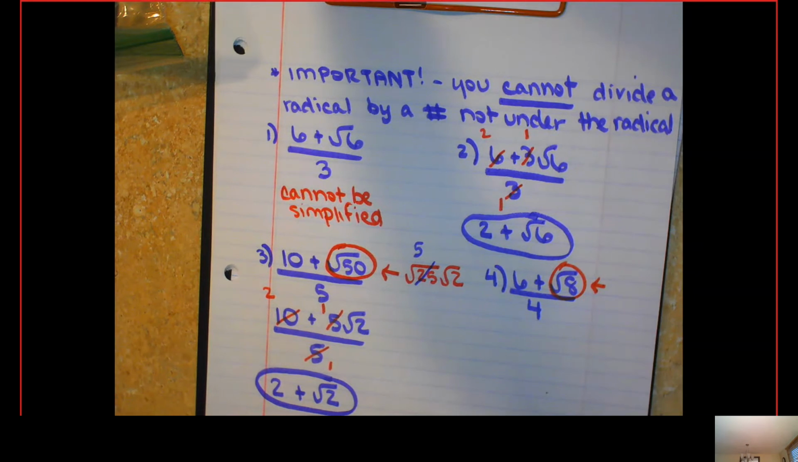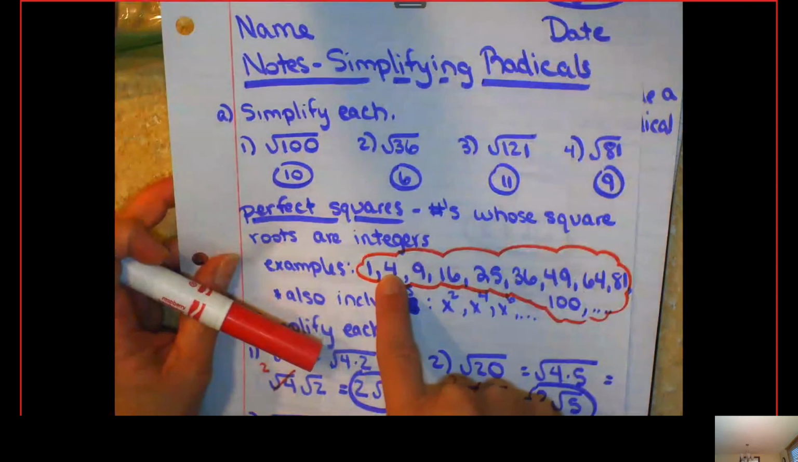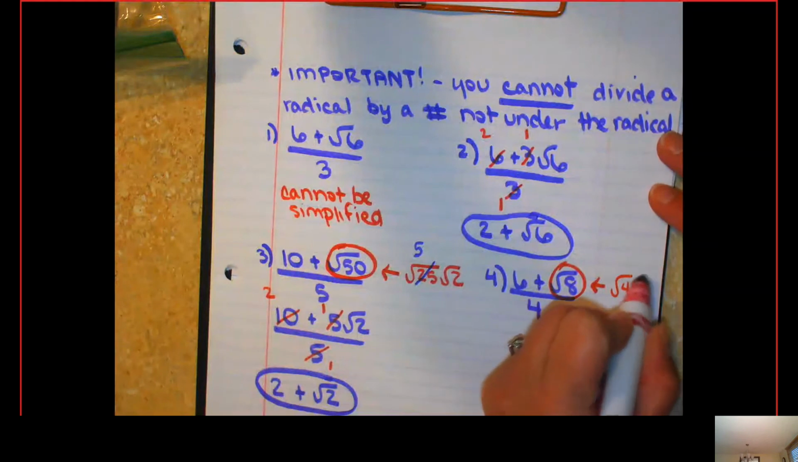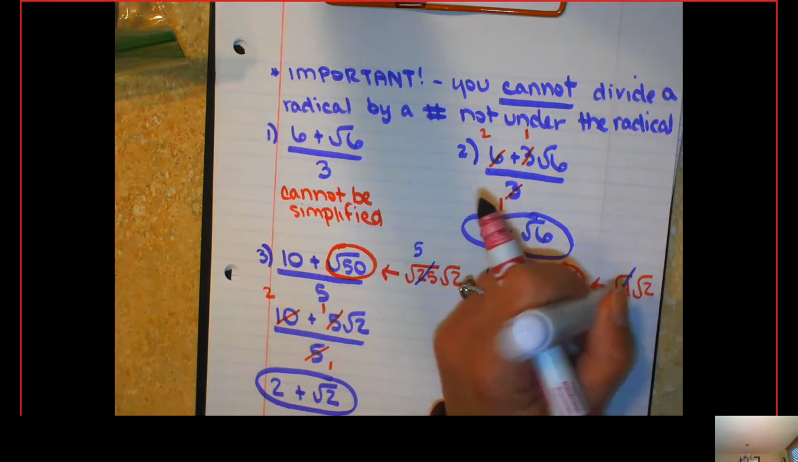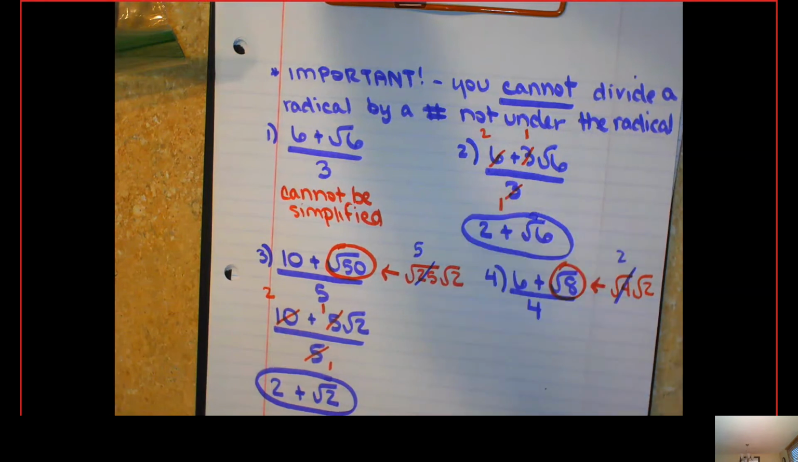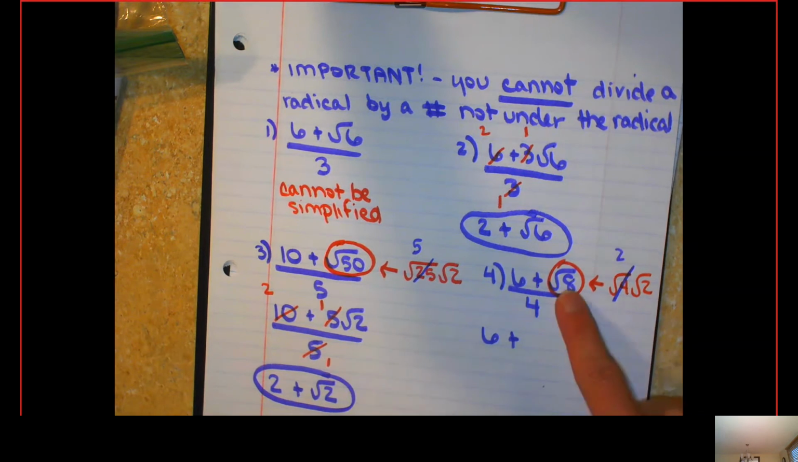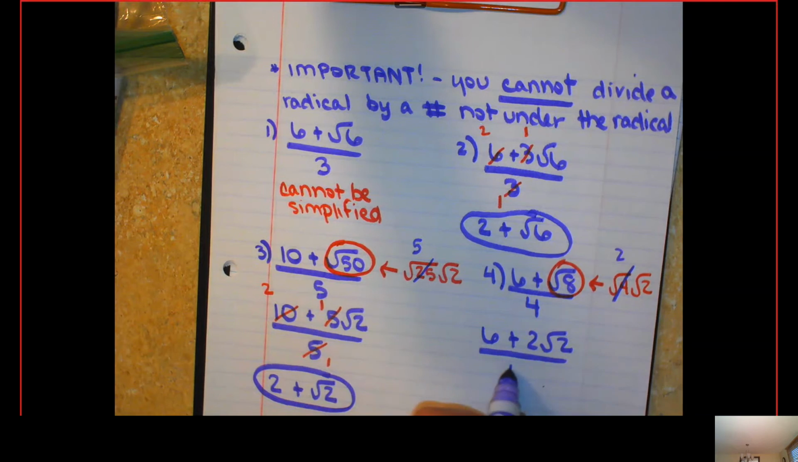So I need to think of my perfect square list, and that was from the front of the notes. So this perfect square list, which number can I divide into 8? Well, 4. 4 times 2. So I'm going to change this radical 8 to radical 4 times radical 2. The square root of 4 is 2, so I'm going to cross this off and put a 2. Now I'm going to change my expression, and I'm going to replace this with 2 radical 2. So we have 6 plus, instead of radical 8, it's 2 radical 2. And underneath, I still have a 4.